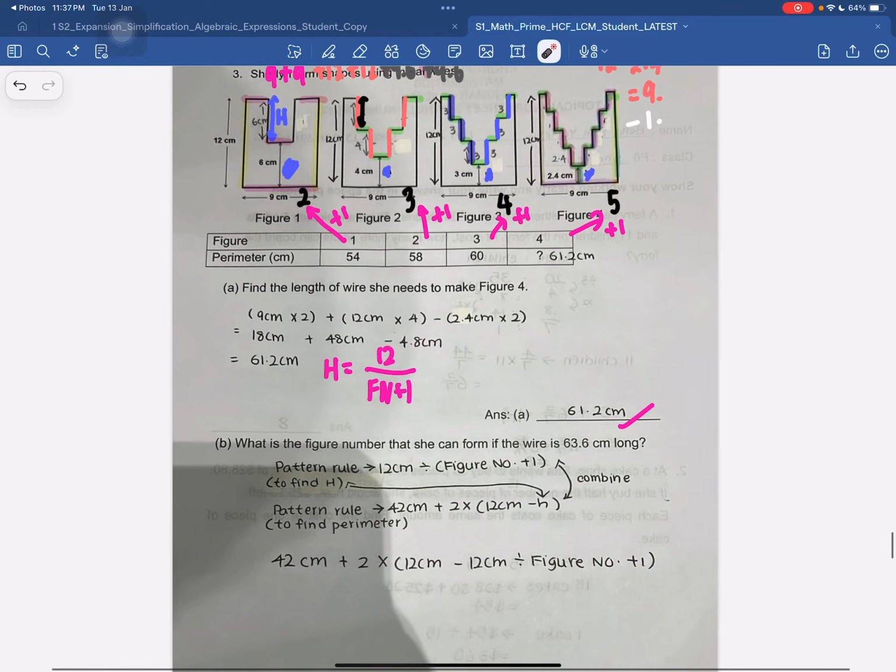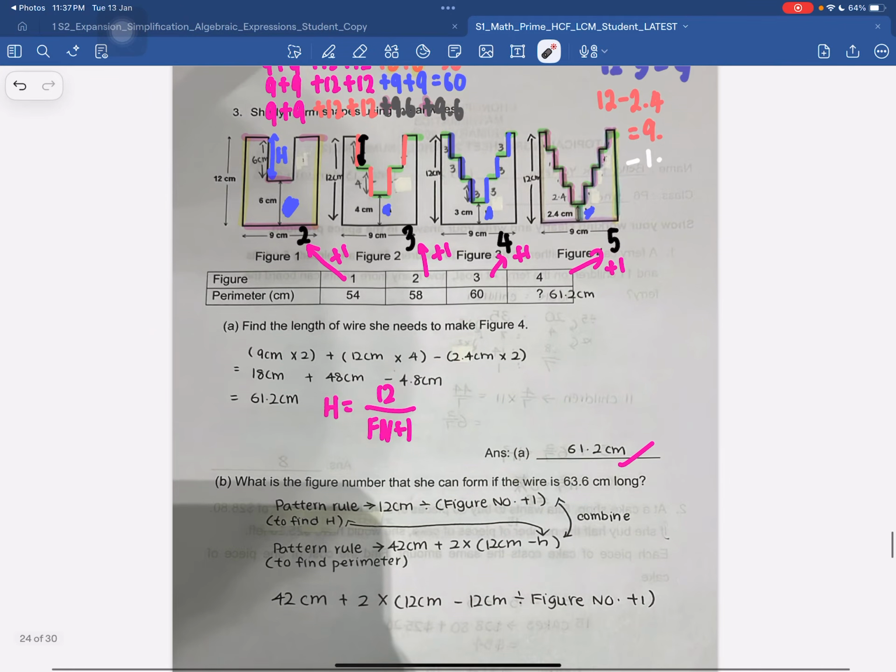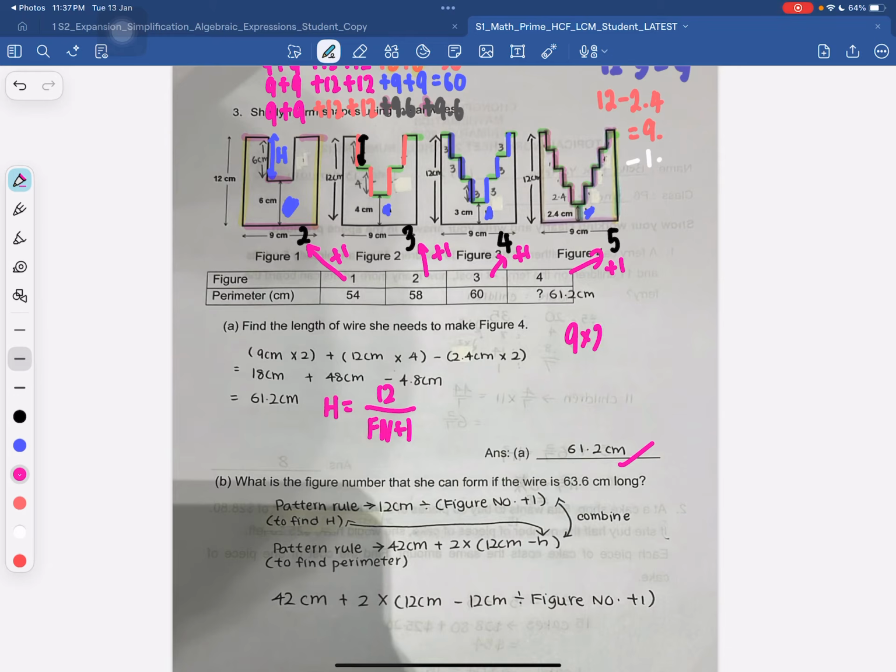Okay, so now to link to the perimeter. This is the hard one. To link to the perimeter of 63.6, let's see certain observations. How do we get 63.6? Linking with the H here. So basically, to link with the H, we will take a look at this 9. This one is also 9 because I push it in. So it's 9 times 2. Then I settle this one, 12 and 12, right? So plus 12 plus 12.